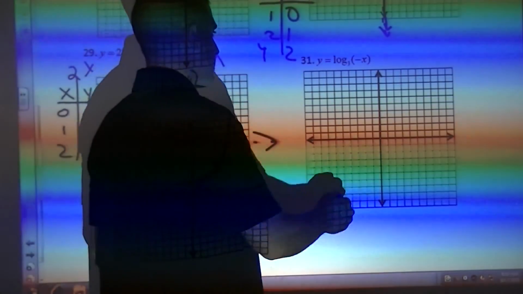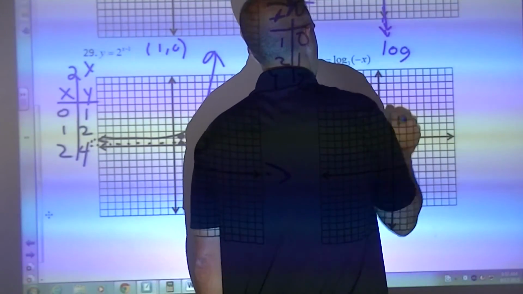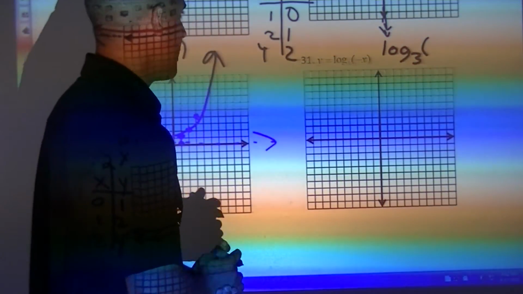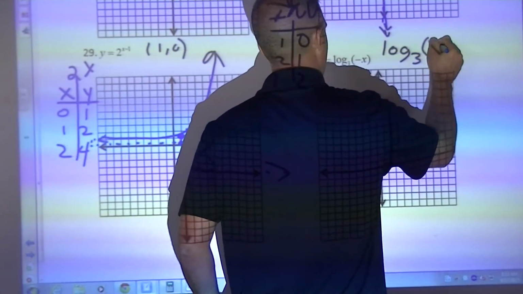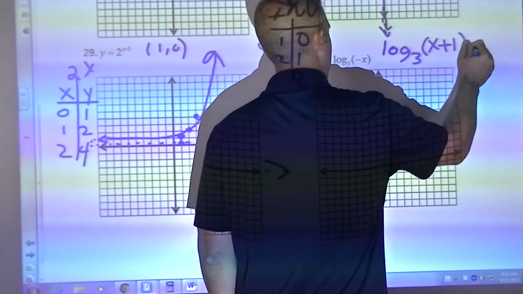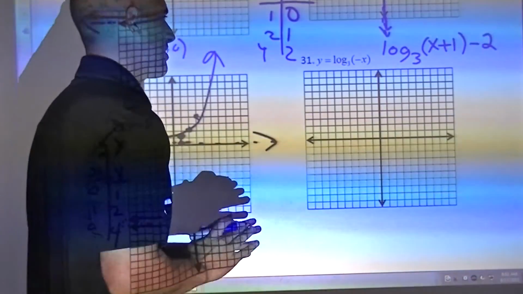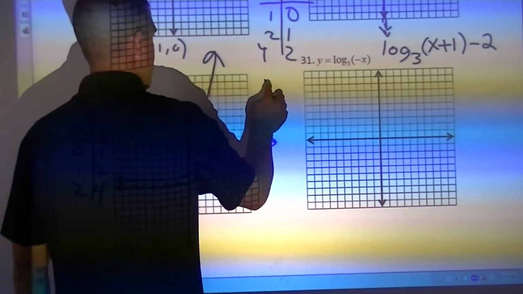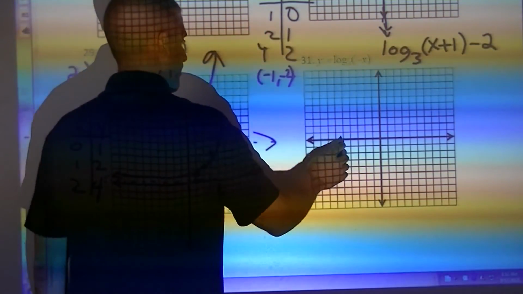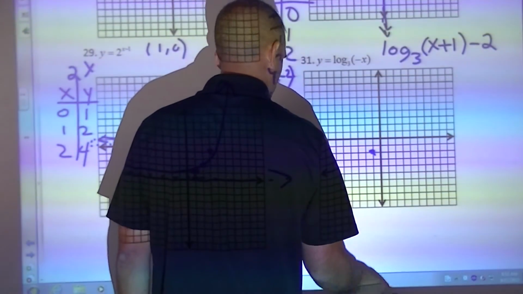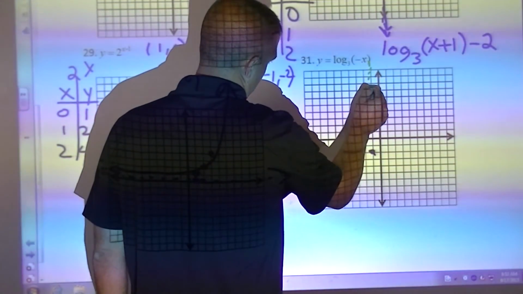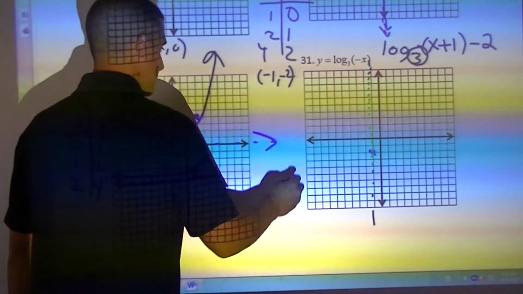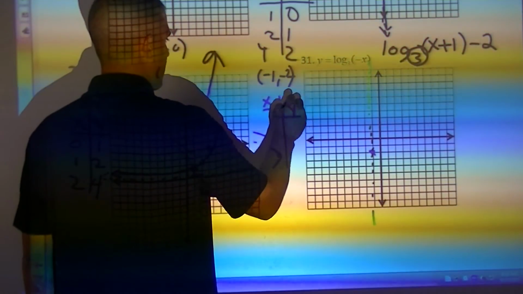I've changed this on your sample test. Now, forgive me if I'm wrong on this, I think I changed it to x plus 1 minus 2. If I changed, that's a little bit off. Just use this example to help you. So let's say my anchor point here is going to be negative 1, negative 2. So what I'm going to do with that is draw my asymptote through that like that. I'm going to look at this base. So I'm going to use 3 to the x to do that.